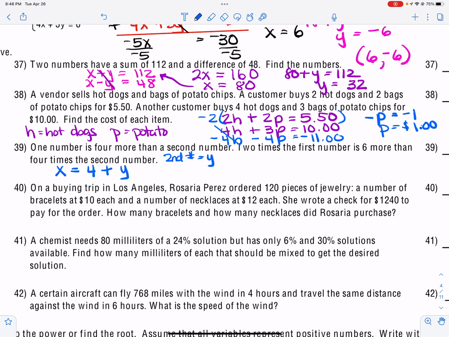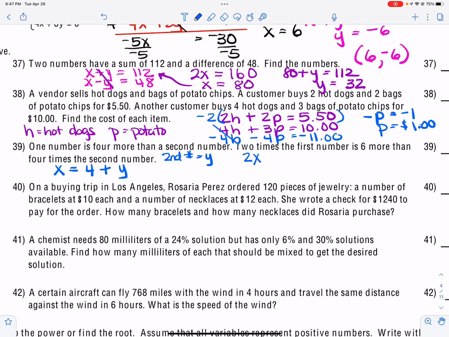So now we've got 2 times the first number is 6 more than 4 times the second number. So now we've got our 2 equations. So let me highlight them. This is my first equation, and this is my second equation.